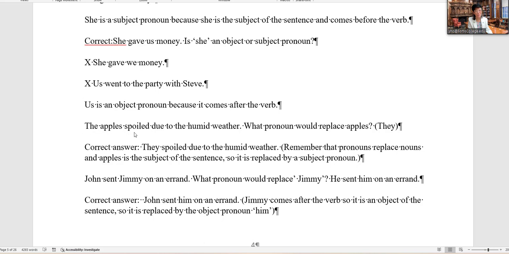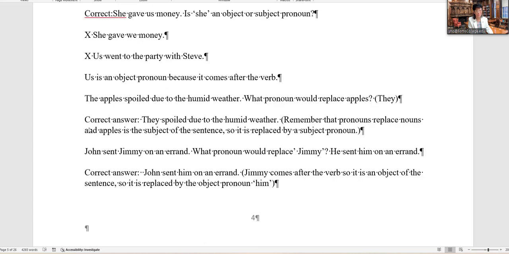So the apples spoiled due to the humid weather. What pronoun would replace apples? Would we replace apples with them or they? They. What kind of pronoun is they? Subject or object pronoun? Subject pronoun, yes. Because they replaces apples, and apples is the subject of the sentence. So that's why it is a subject pronoun.